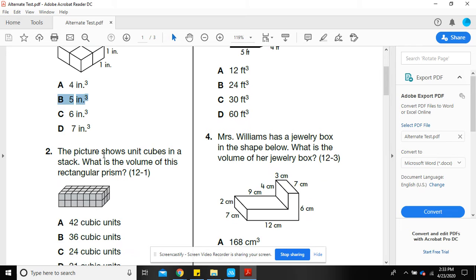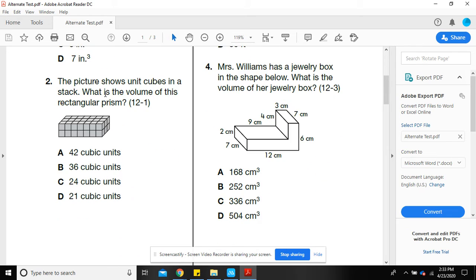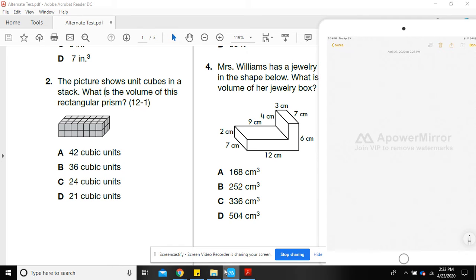Now, if we go down to number 2, this one's very similar. The picture shows unit cubes in a stack. What is the volume of this rectangular prism? We can easily see how many are on the top. If we count, we have 1, 2, 3. And then we can think of this as an array. So we have 3 going down, and we have 1, 2, 3, 4, 5, 6, 7 going across.